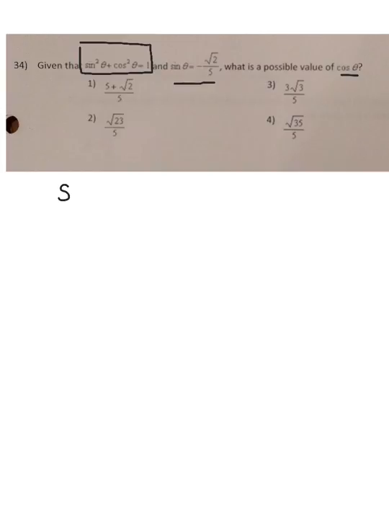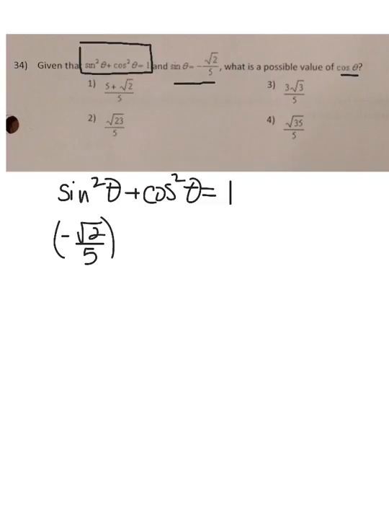So I'm going to start with just rewriting the formula. So sine squared theta plus cosine squared theta equals 1. Now, so we know that the sine of theta is negative radical 2 over 5. But according to the formula, we need to square that value. So I'm just going to take that value and I'm going to square that. Plus cosine squared theta equals 1.